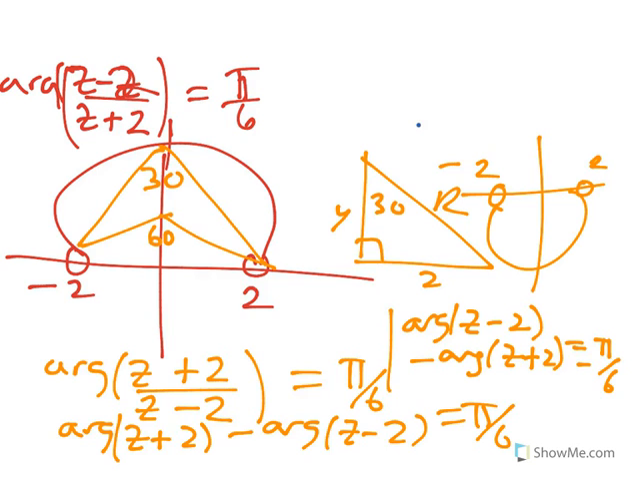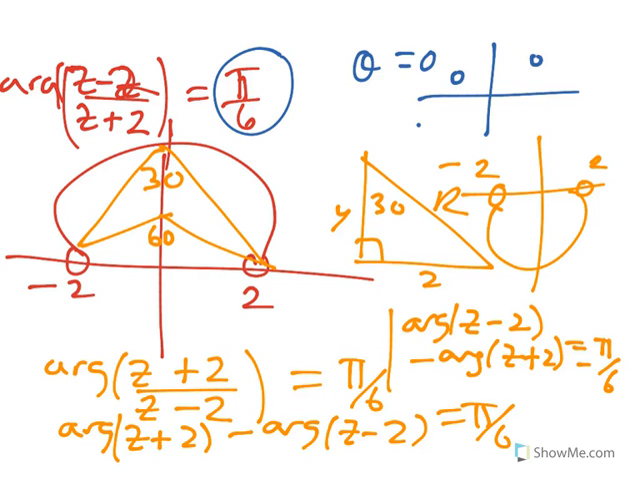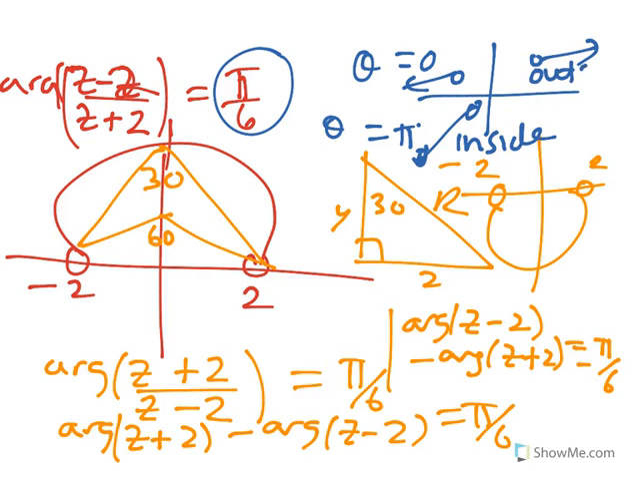The only other thing to remember here is if the angle theta equals 0, and you've got these 2 points, if theta equals 0, it's on the outside, and if theta equals π, then it will be inside, because it looks like a line, and that's outside.